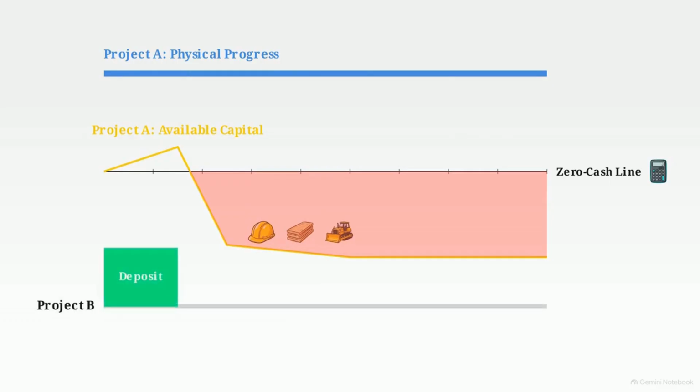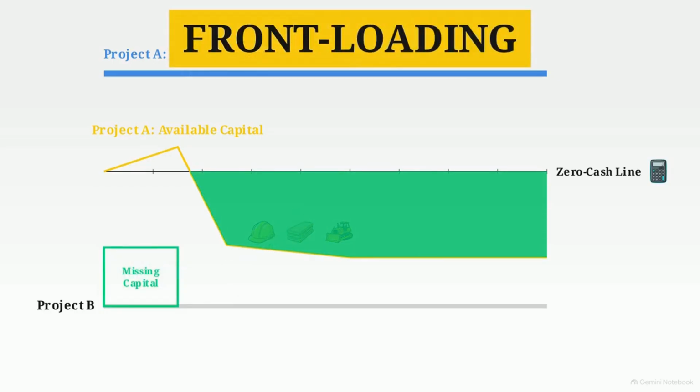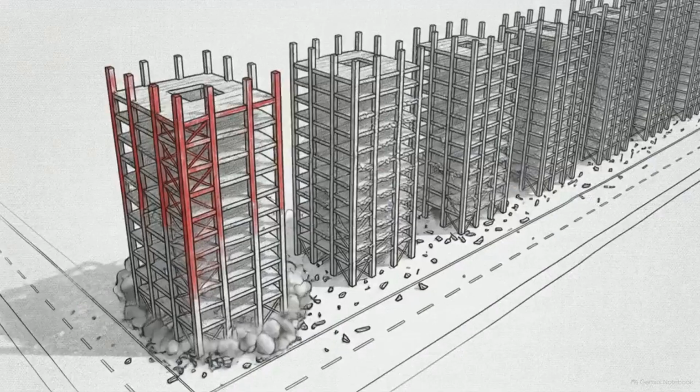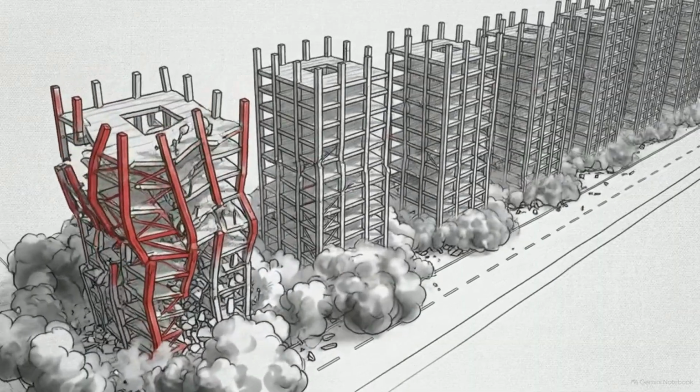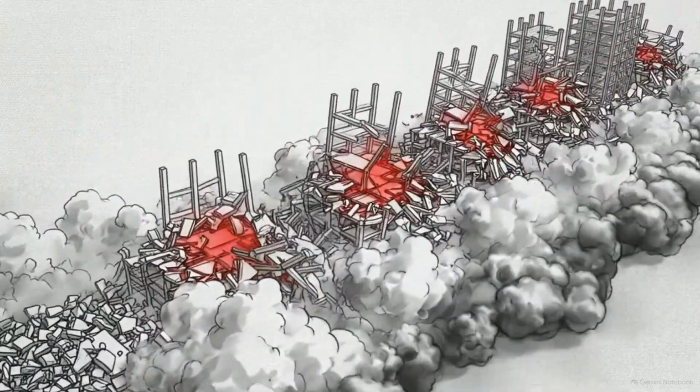To survive the month, the company signs a new contract. Project B's cash deposit is immediately redirected to cover Project A's deficit. This is called front-loading. The company is now building Project B with missing capital. They will need a Project C to pay for Project B, initiating a cascading financial collapse across the entire portfolio.